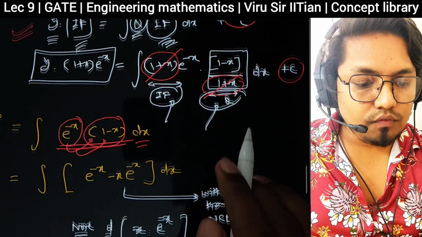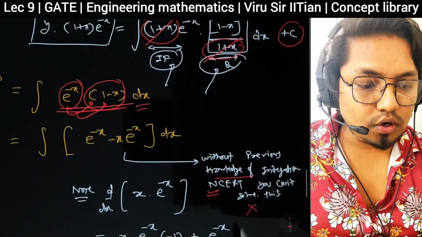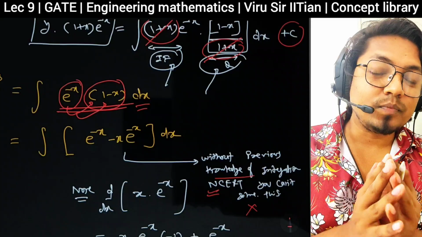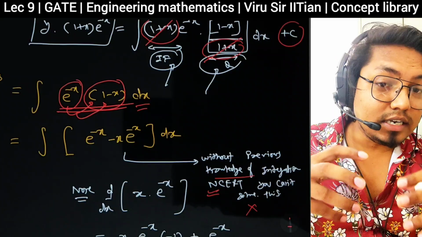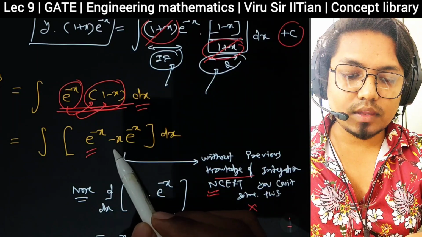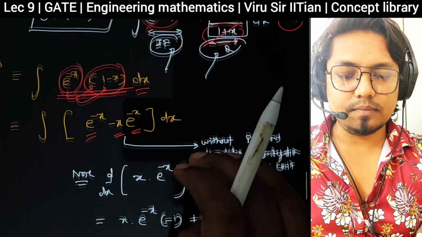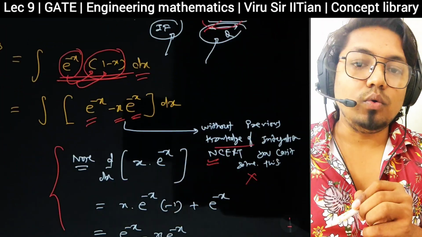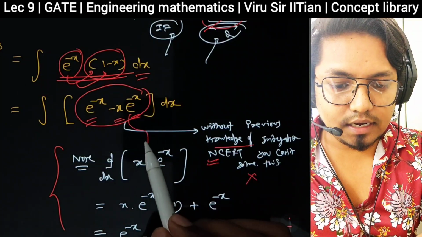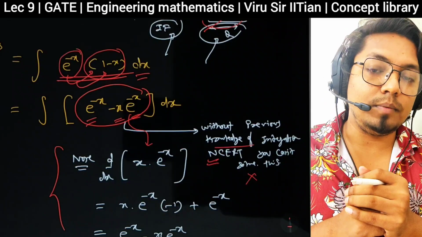Now without previous knowledge of integration at NCERT level, you cannot solve this question. When you are learning differential equations, you can see how much integration is being used. So you send e power minus x inside, so minus x e power minus x will come. Now understand, I am telling you one note. I am just trying to tell you that the answer for this is directly x e power minus x. How do I know? Because I have practiced the problem, okay.